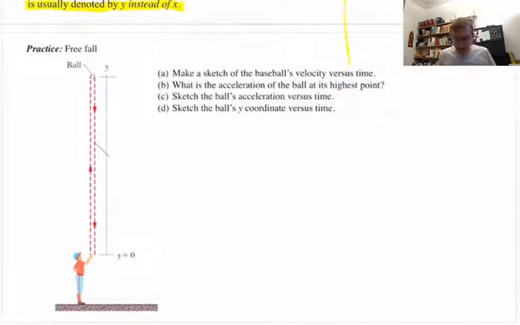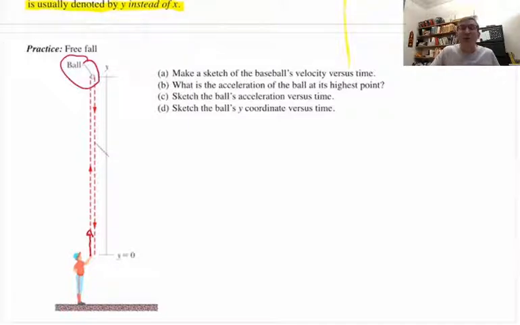It is a baseball player standing on the ground holding a baseball who, at a certain time, throws the baseball vertically upward, okay, with an initial velocity straight up. The baseball travels vertically up, slowing as it goes because the acceleration is downward. Stops for one instant in time at its highest point. That's where it's shown right here. And then speeds up, falling vertically downward.